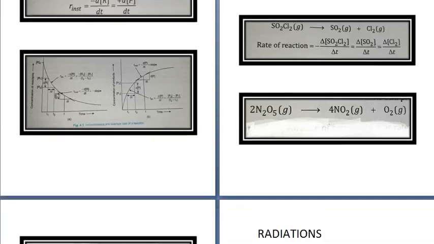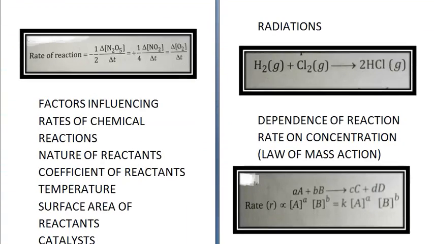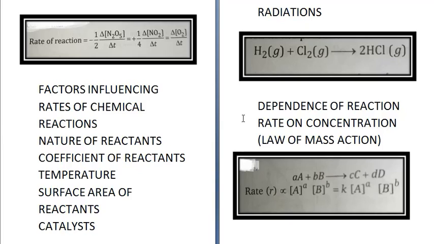For that reaction, the rate of reaction will be, because it was 2N2O5, you will have to divide delta N2O5 upon delta T by 2. So it becomes minus delta N2O5 upon 2 delta T. It was 4NO2, so it becomes delta NO2 upon 4 delta T. It was 1 O2, so this becomes delta O2 upon delta T. So with the stoichiometric coefficient, you will have to divide if they are different.